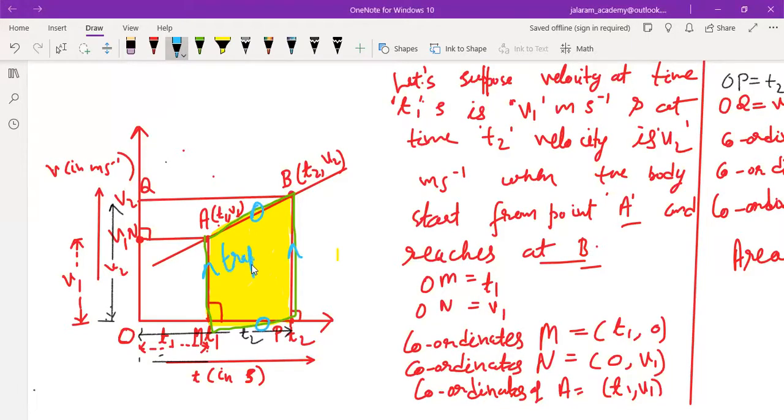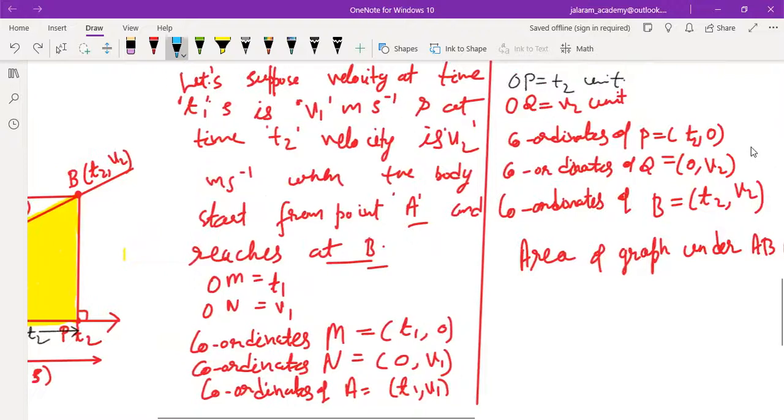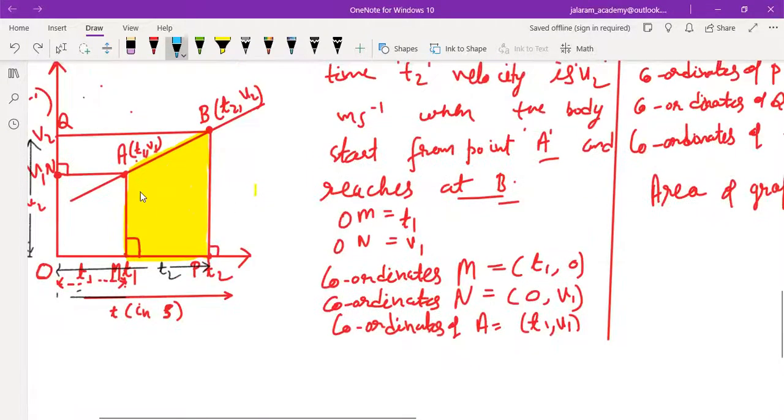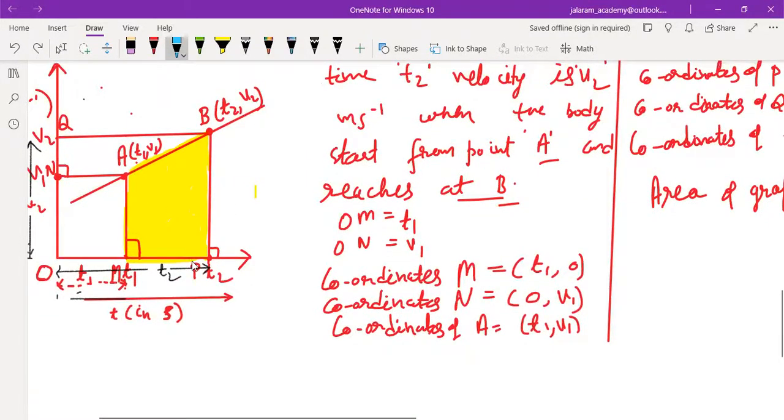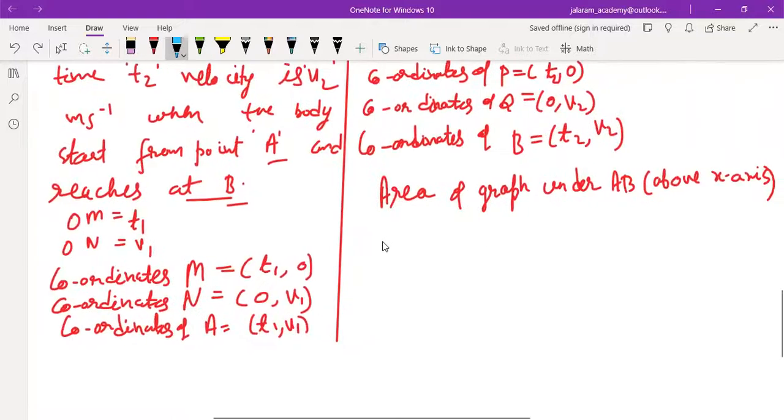Very good. So it's a trapezium in which two sides are parallel and two are not parallel. And I think you all know the formula for the area of a trapezium. The area of the graph under AB and above the x-axis means the area of trapezium. Which trapezium?